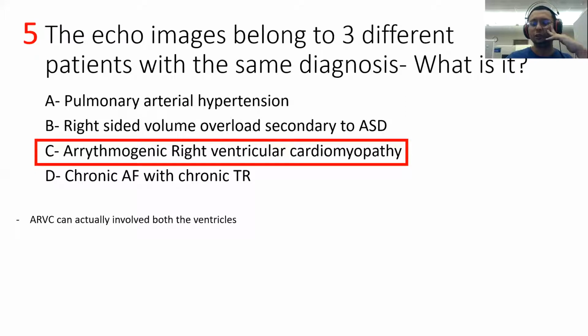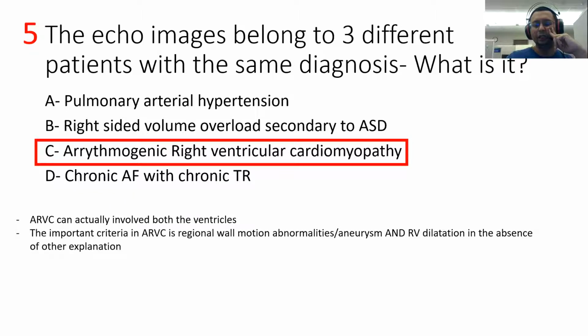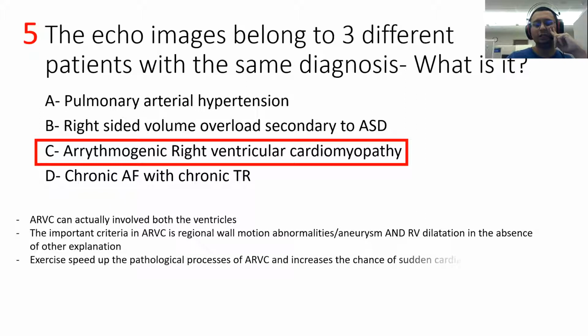We changed it from dysplasia to cardiomyopathy because when they look at the pathology, there is no dysplastic myocardium. The myocardium is not dysplastic. That's why they changed it from dysplasia to cardiomyopathy. It can actually involve both ventricles, and the important criteria in ARVC is regional wall motion abnormalities or aneurysm and RV dilatation in the absence of other explanation.